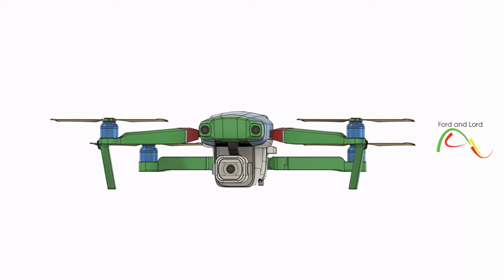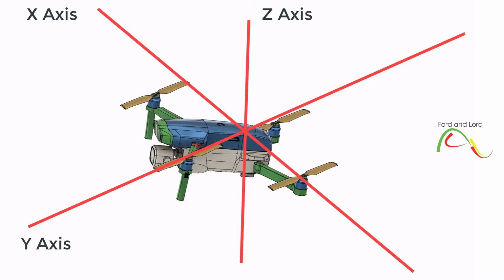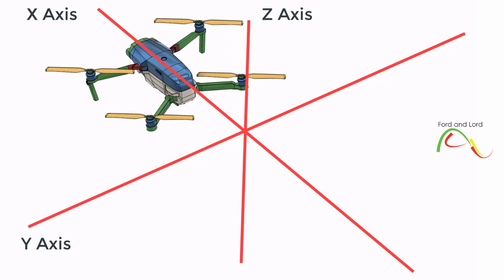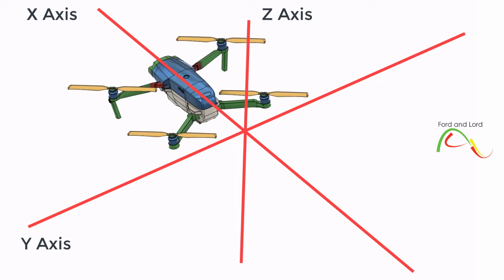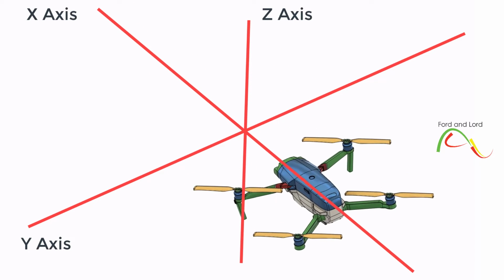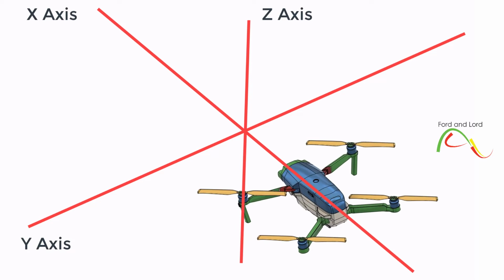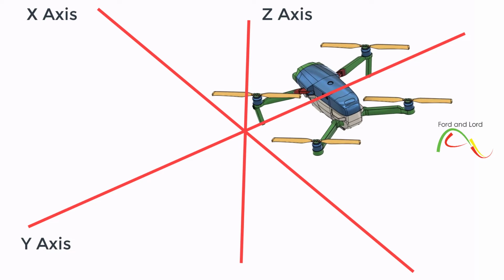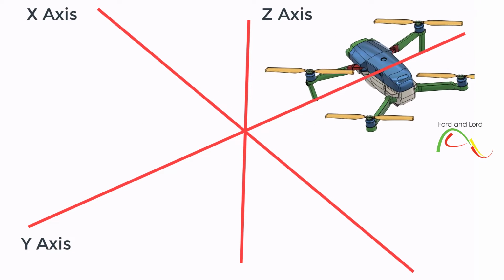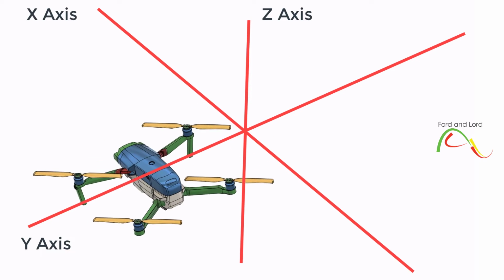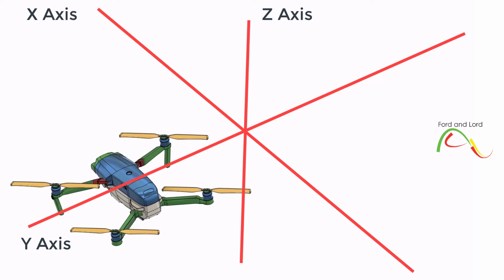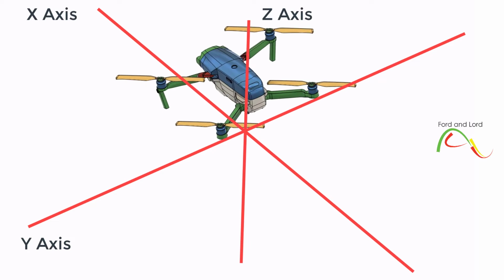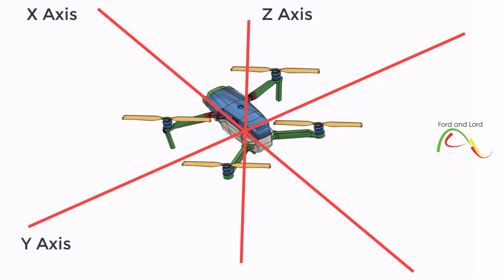A drone also has 3 translational movements. Translational movements involve changing the position of the drone. Translation along the x-axis. This represents movement along the x-axis. It means moving forward or backward for a quadcopter. Translation along the y-axis. This represents movement in a straight line along the horizontal axis. For a quadcopter, it means moving left or right. Translation along the z-axis. This refers to vertical movement that allows the quadcopter to ascend or descend.